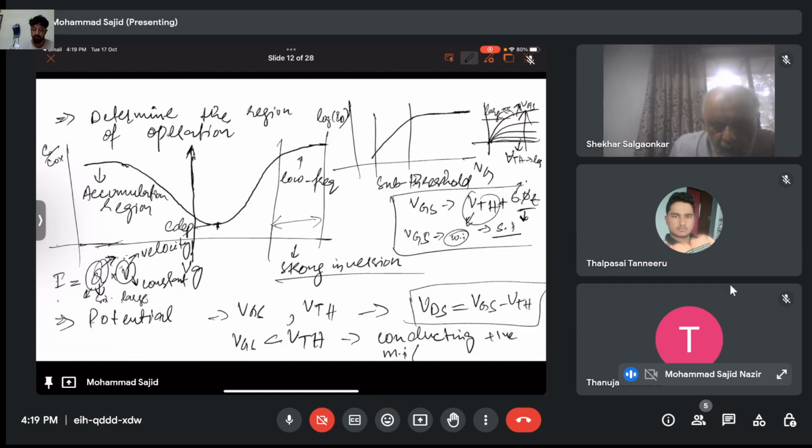And this is your subthreshold characteristics in the log scale, and this portion is strong inversion. Keep in mind that this characteristic is only for the low frequency regions. In high frequency regions, you will find capacitance of this type, high frequency. Any questions on this capacitance curve?